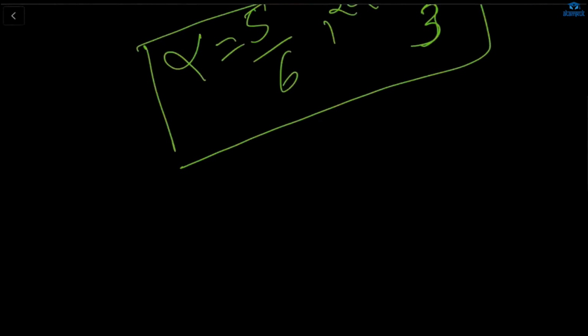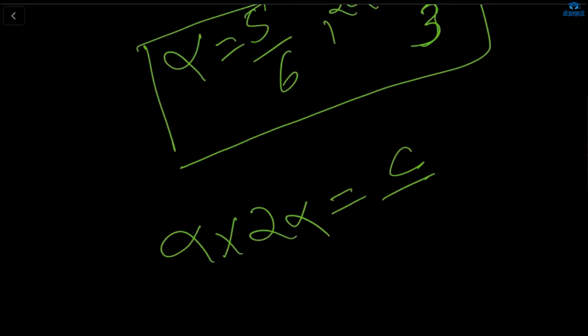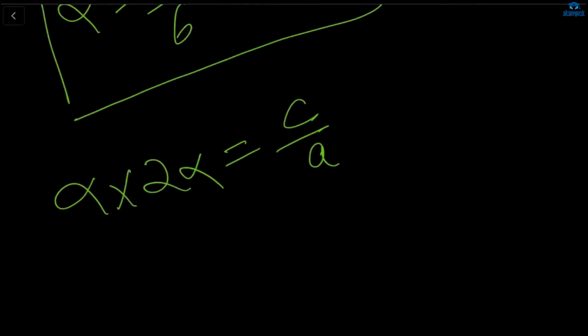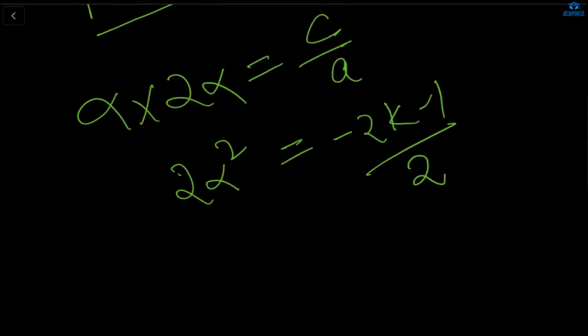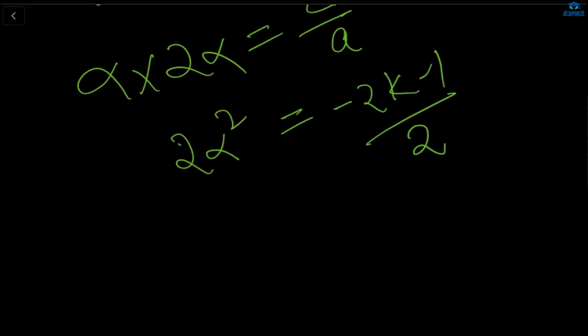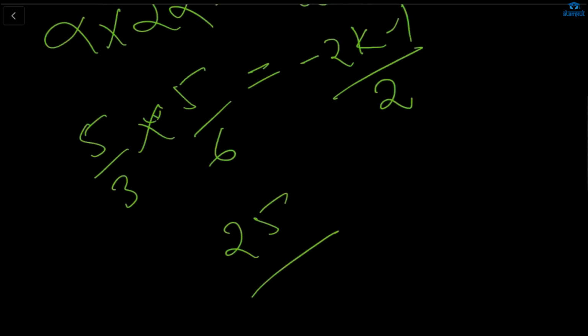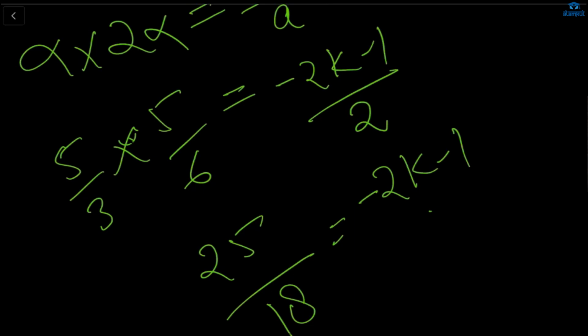See, you have got alpha into 2 alpha, which will be c by a. So 2 alpha square will be, the value of c here is minus 2k minus 1 and a value is 2. You know both the values here, so you have got 5 by 3 multiplied by 5 by 6, which is 25 by 18, equal to minus 2k minus 1 by 2.